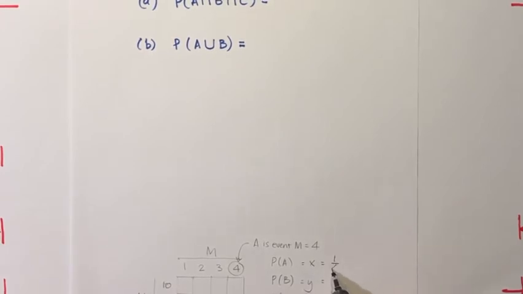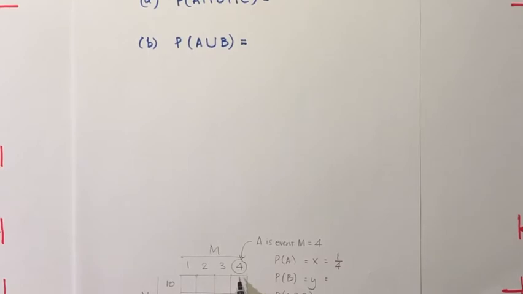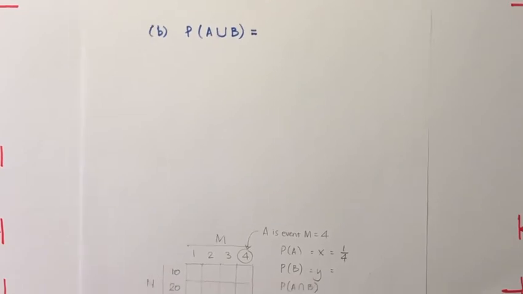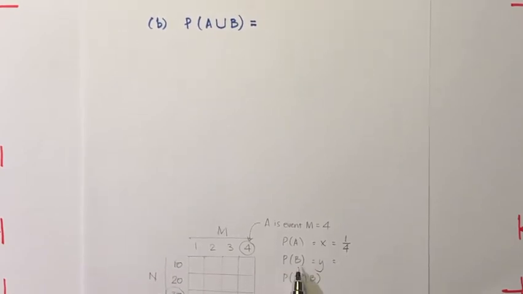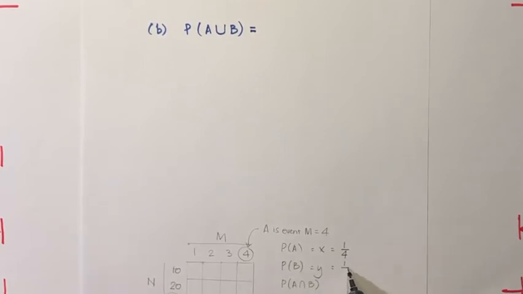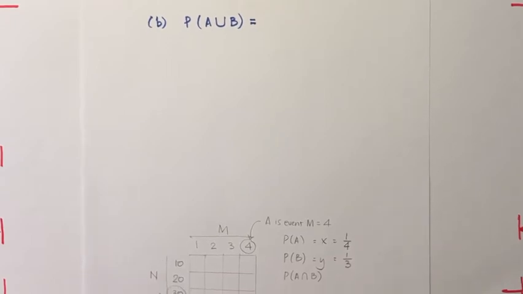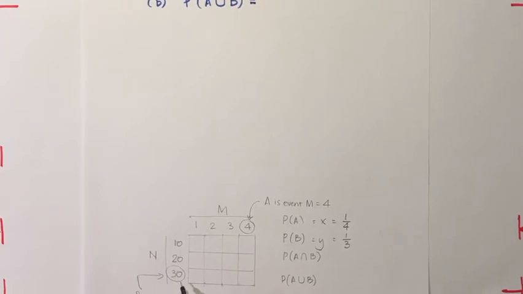So the probability of A, let's call it X, is just 1 over 4, because M can choose one of 4 numbers, and the probability of M equals 4 happening is just 1 over 4. Similarly, the probability of B, which is N choosing 30, is just 1 out of 3, or 1/3. The probability of A intersection B means the probability of M choosing 4 and N choosing 30, both happening at the same time.